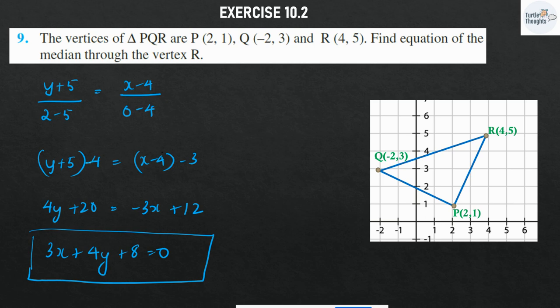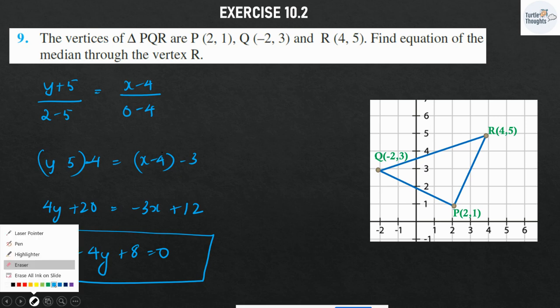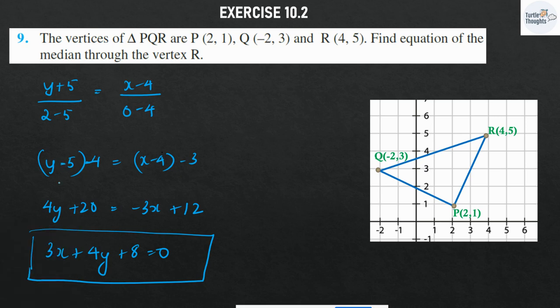So this is minus 4, and this is, I will just make this proper. So this is minus, this is also minus, so this also should be minus. So this is your equation.